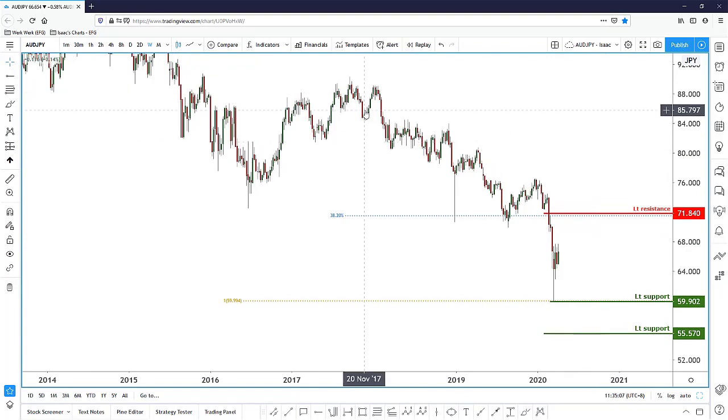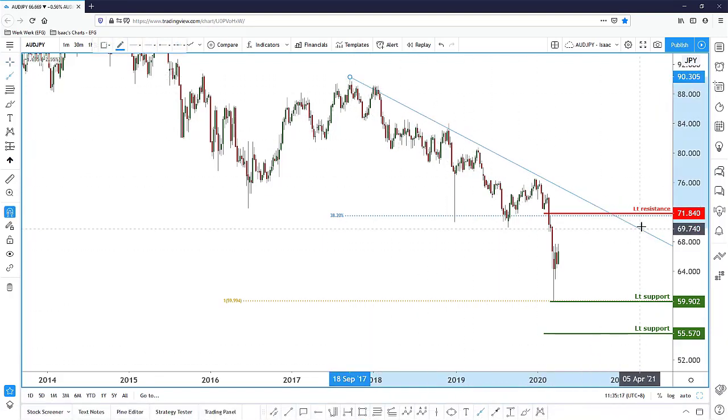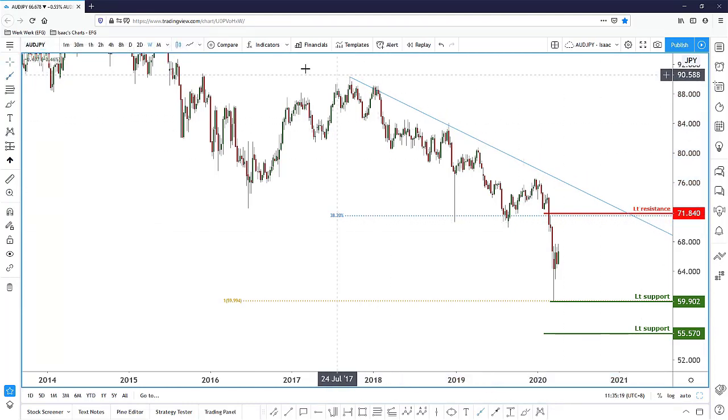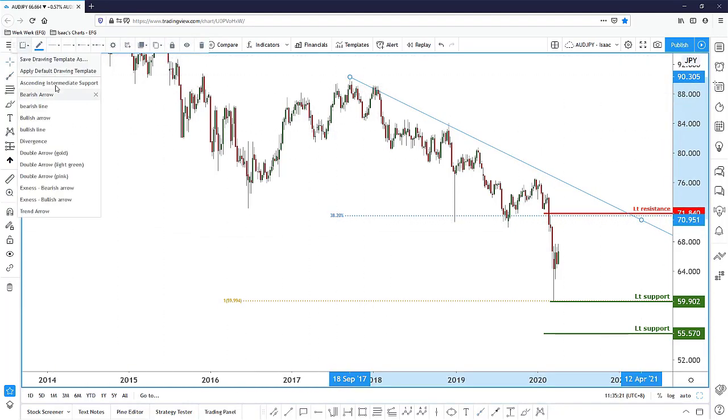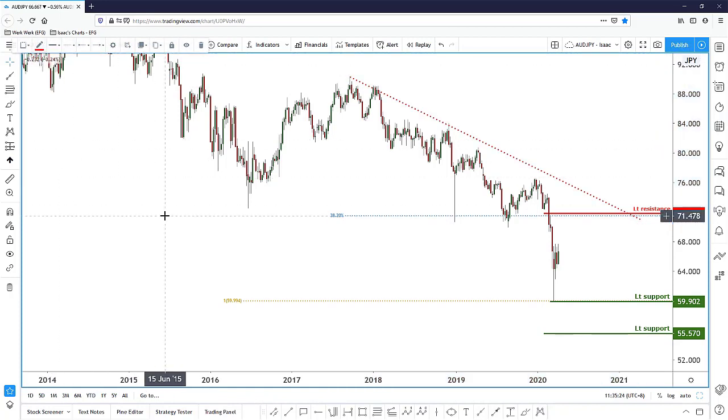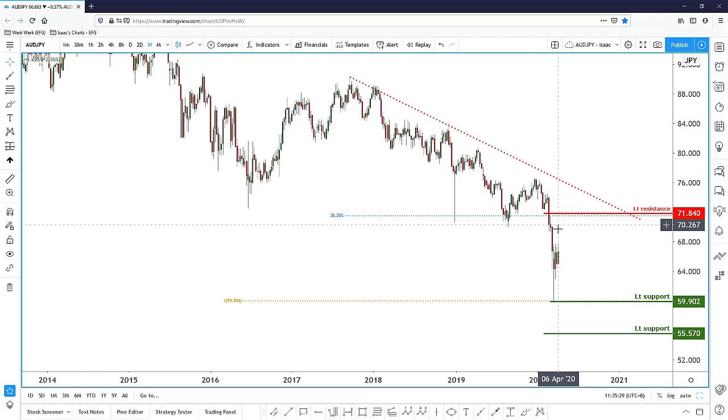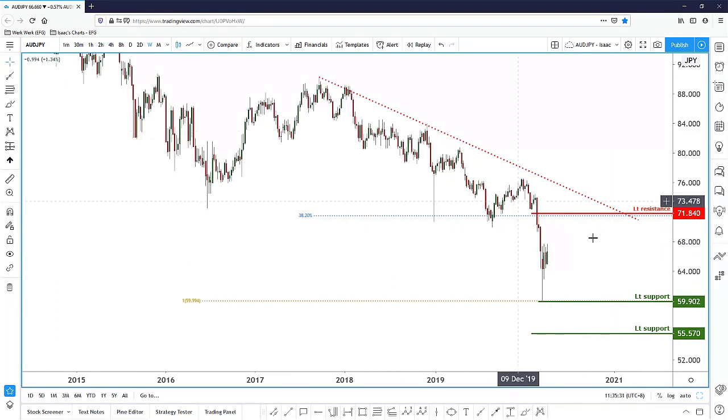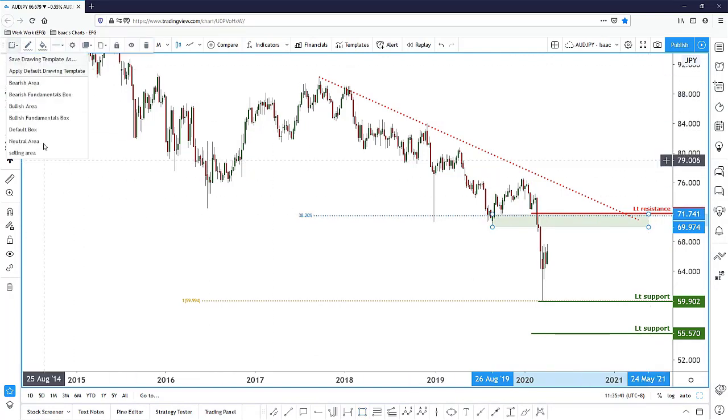We see that price on the weekly for Aussie Yen has actually been in a steady decline, drifting lower since September 2017. Right? This can be confirmed by using this downward sloping trend line. Okay, and what we want to do is to find our weekly resistance and weekly support. Okay, now because price is really holding right in between long-term resistance, long-term support, we can consider this as a sort of a resistance zone.